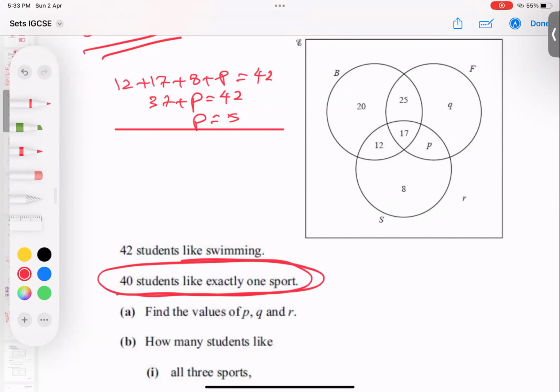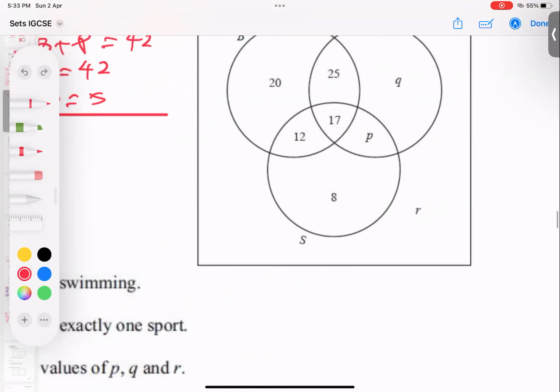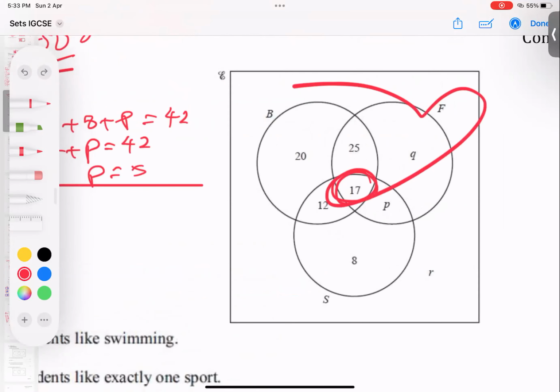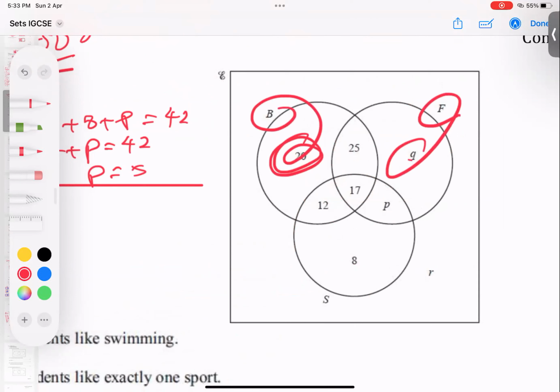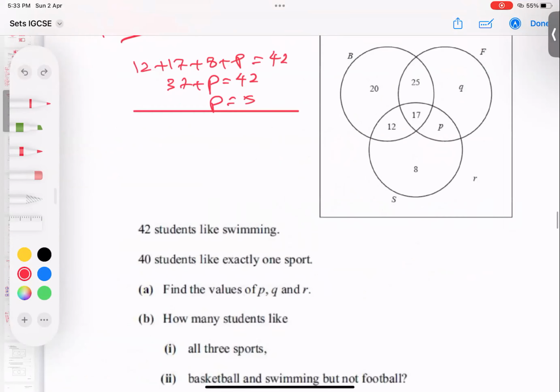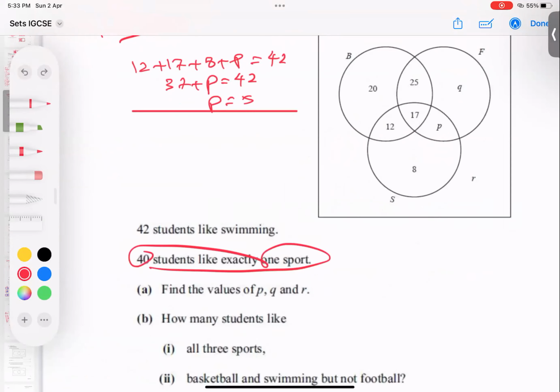40 students like one sport. Before I start, I want to discuss one thing. You know, this in the middle is called all 3 sports. Make sure. This is called 2 sports. This is called 2 sports, 2 sports. And this is called only basketball, only football, only swimming. It means 1 sport. If he says only 1 sport, 40 people.